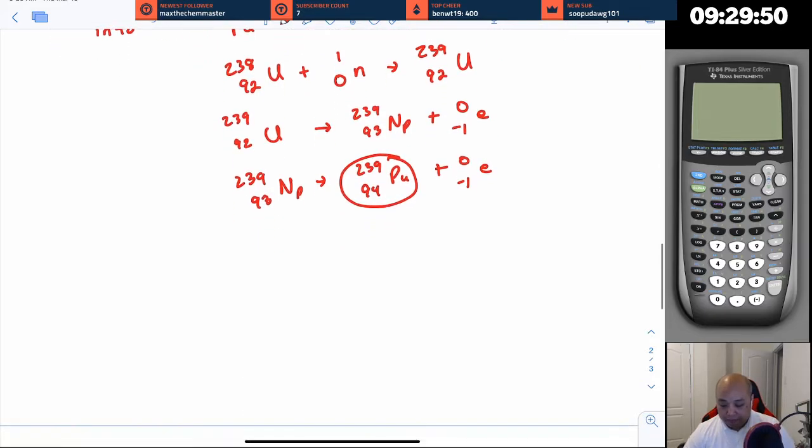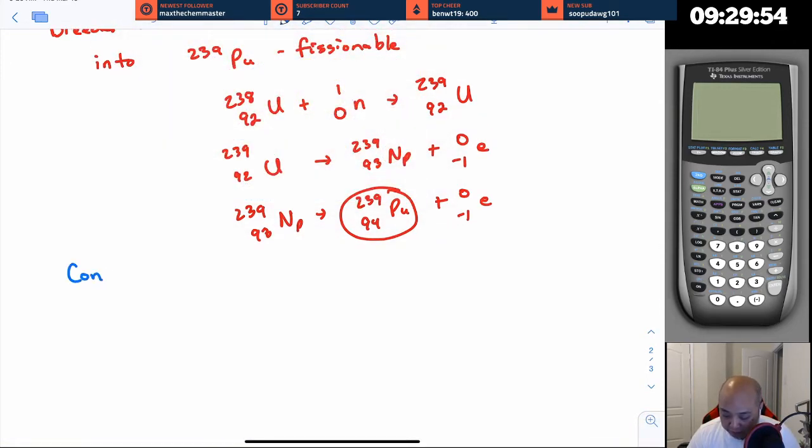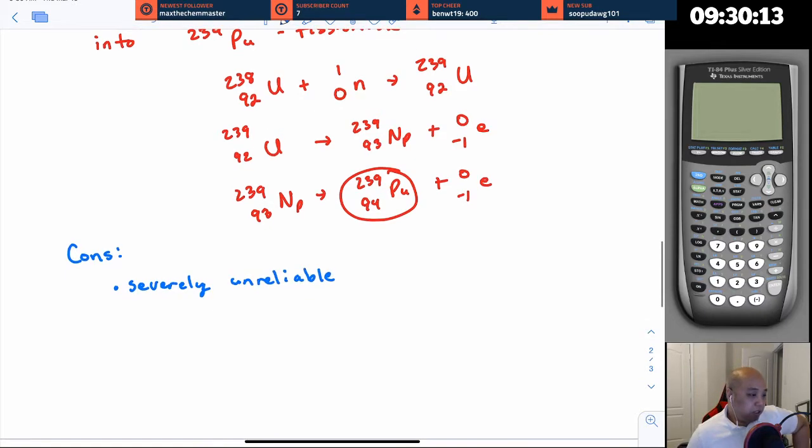Okay. Now, there are cons with breeder reactors, because breeder reactors sound very good. Because, well, if 90-something percent of the uranium is 238, then why don't you just use breeder reactors and make plutonium? Well, there are a couple of different things. One, they're severely unreliable. They're expensive.